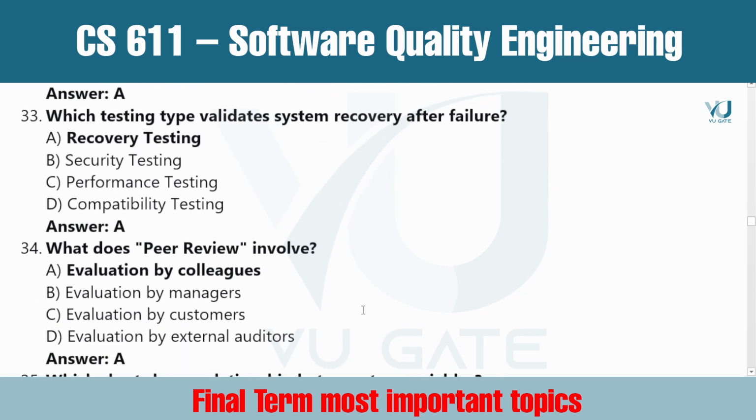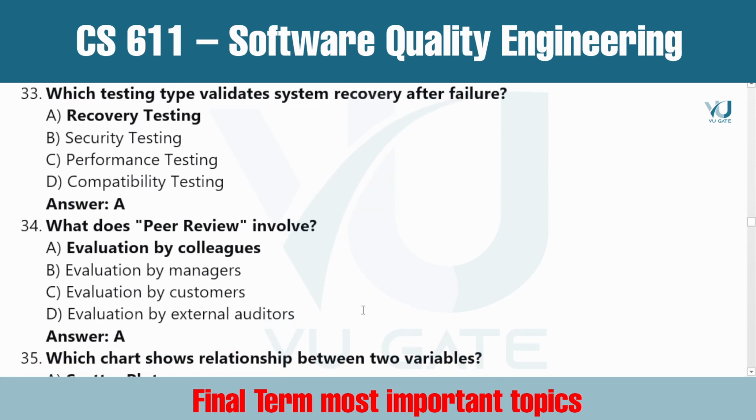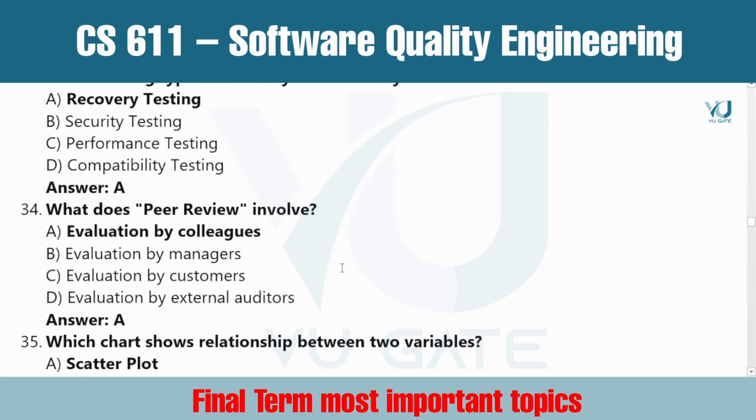Question 33. Which testing type validates system recovery after failure? The correct answer is option A, recovery testing. Question 34. What does peer review involve? The correct answer is option A, evaluation by colleagues. Question 35. Which chart shows relationship between two variables? The correct answer is option A, scatter plot.